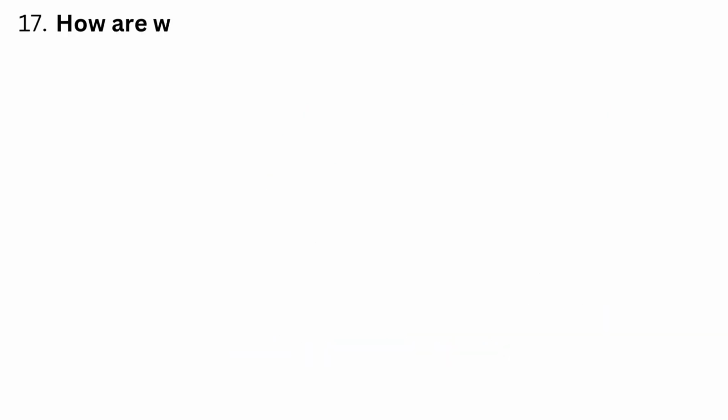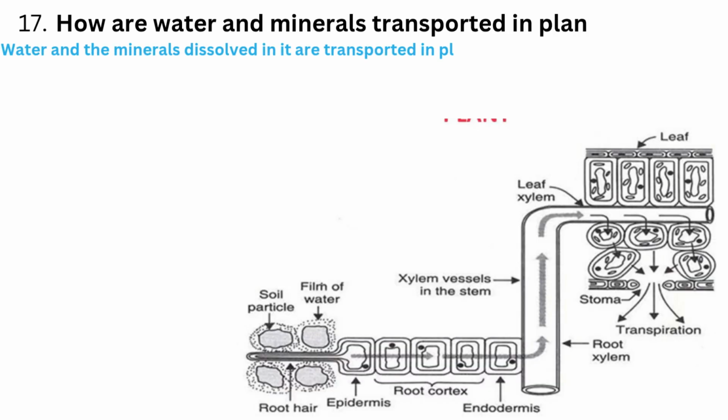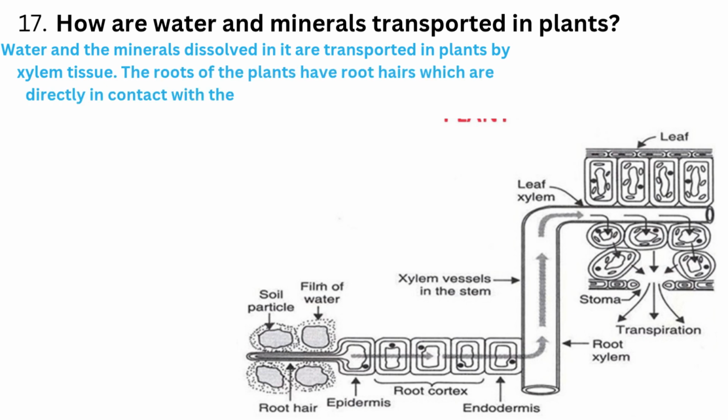How are water and minerals transported in plants? Water and the minerals dissolved in it are transported in plants by xylem tissue. The roots of the plants have root hairs which are directly in contact with the film of water in between the soil particles.